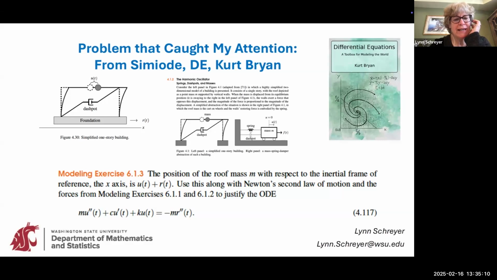One of the tricky things is going from this horizontal system here to a building, because it's not really clear where the spring is in the system, but the spring is such that it is always trying to restore the mass to the center.